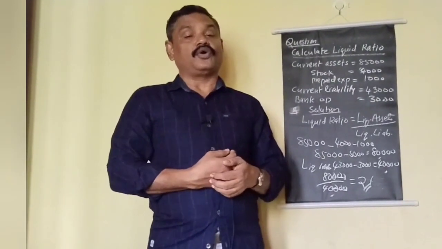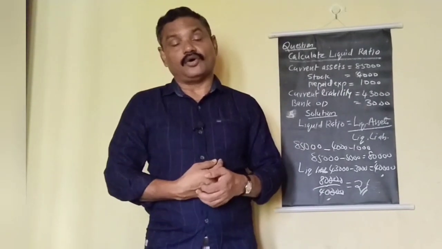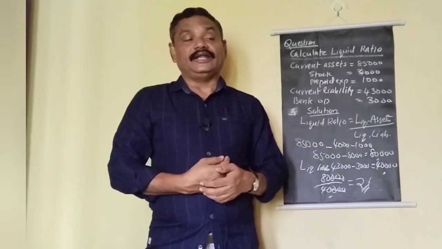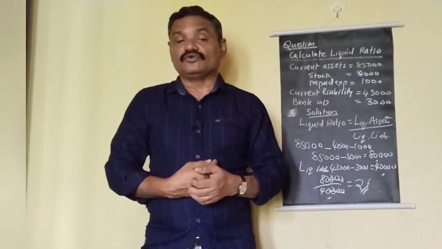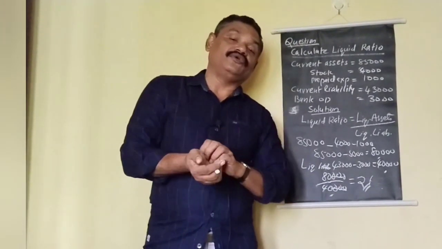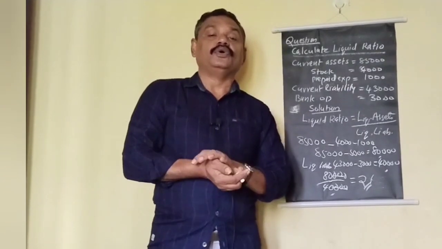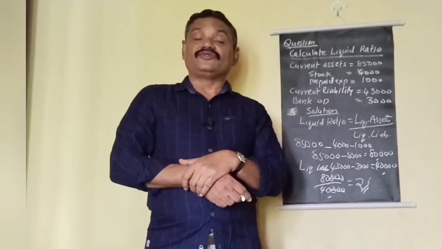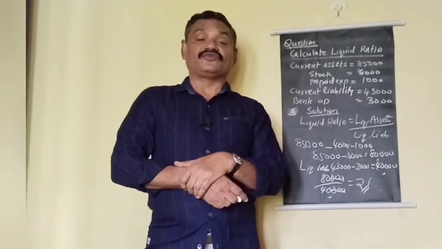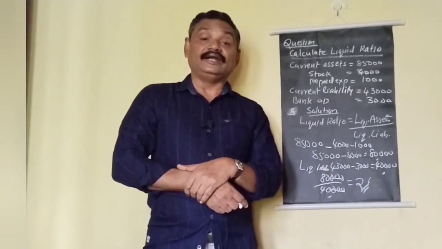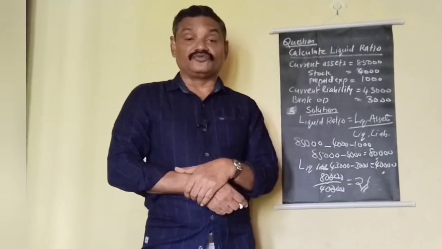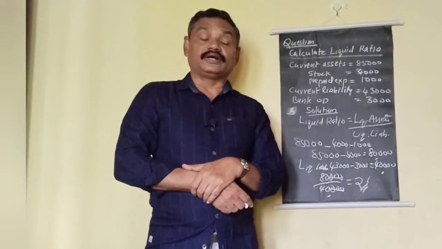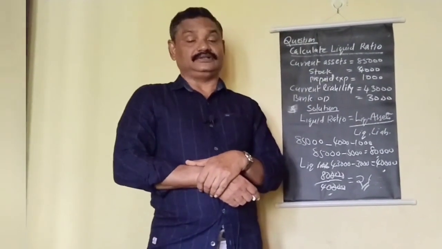How to find out cost of revenue from operation or cost of goods sold? Net sales minus sales return. Cost of goods sold or cost of revenue from operation is equal to total sales minus sales return or return inwards. Like that, we will get a cost of goods sold or cost of revenue from operation.